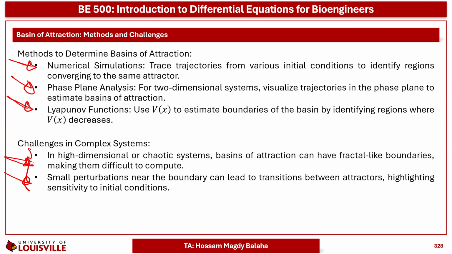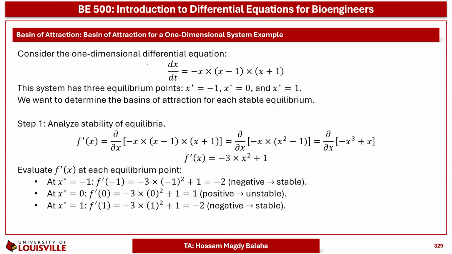This highlights the sensitivity to the given initial conditions. To understand and get familiar with this technique, let's introduce this example. Let's consider this one-dimensional differential equation, -x multiplied by (x - 1) multiplied by (x + 1). As you see, we can simply determine the equilibrium points by substituting zero here. So you have x = 0, x = 1, x = -1. So we have 3 equilibrium points.